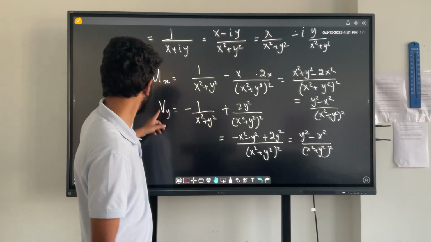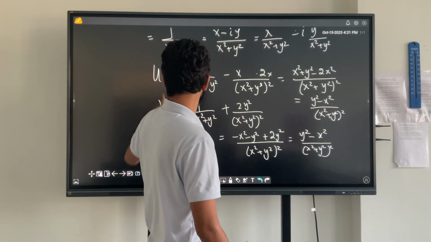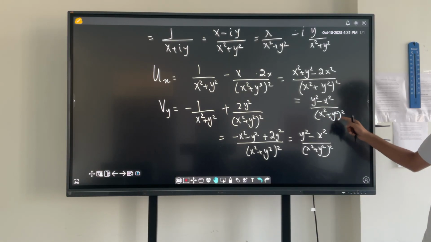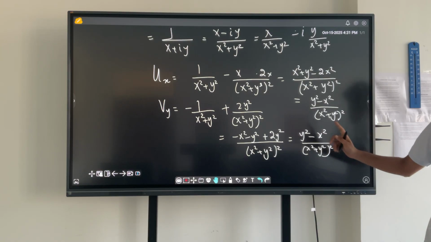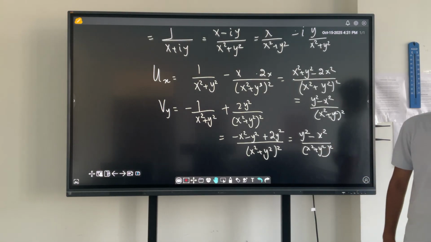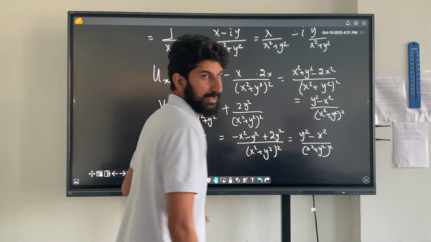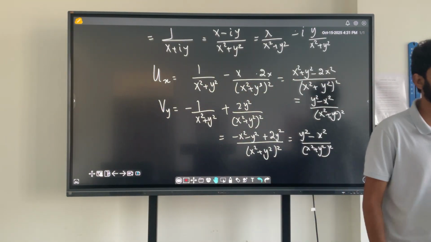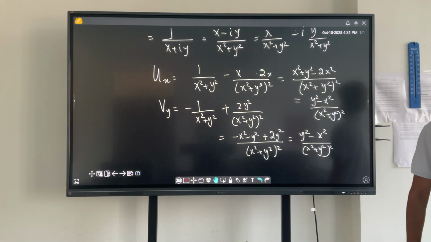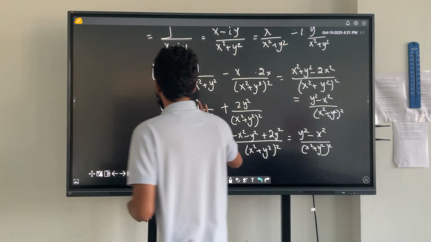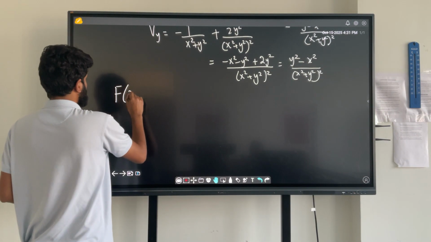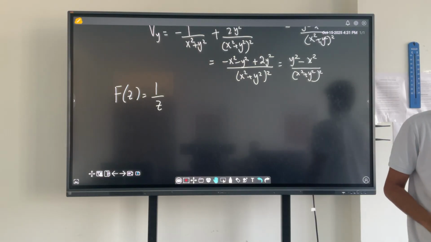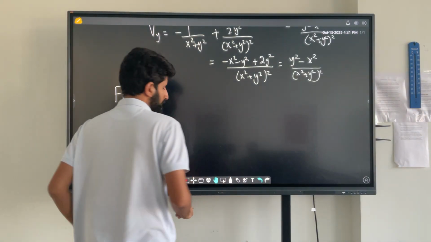Is ux same as vy? Indeed it is, except at z equals 0, which means the point where x and y both become 0. That's the origin. There they blow up. So ux is vy. What else do we check? uy is what? Minus vx. Correct? Which you guys can check at home and it will come out to be zero. So this function 1 by z is analytic. It is analytic.